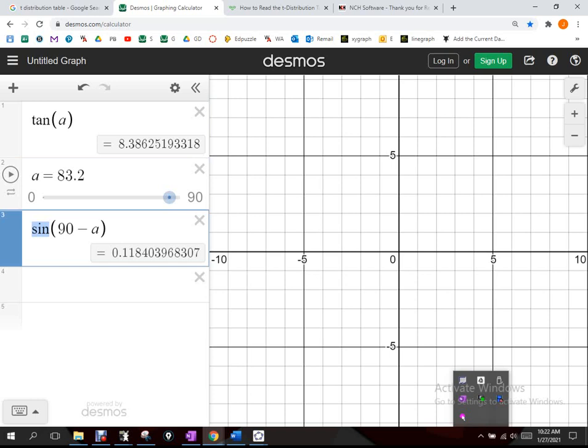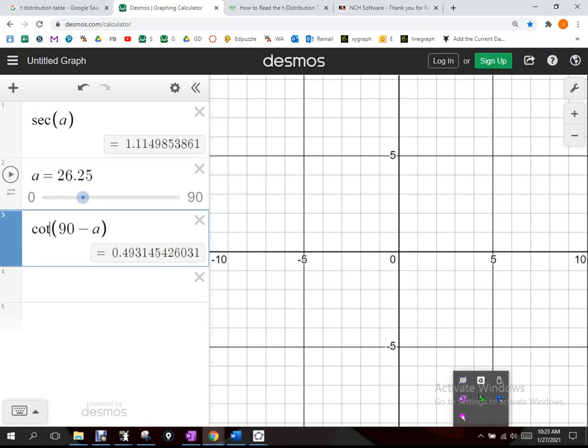What trig ratio is similar to that relationship between sine and cosine, but matches with tangent? Tangent and cotangent. And we can see then that no matter what I put in for A, the tangent of A and the cotangent of 90 minus A, or the complement, are the exact same, right? What if I use secant?